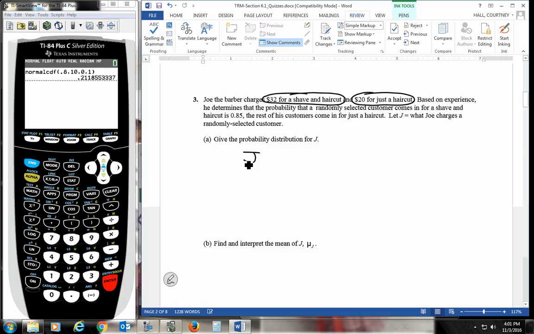So J, let's go back and see what J is. J is what Joe charges. He either is going to charge you $20 or he's going to charge you $32, and that's it. The probability that he's going to charge you $20 would be 0.15, since the probability that he's going to charge you $32 is given as 0.85. So 85% of the time, he's going to charge you $32 because you're getting a shave and a haircut. So that leaves us with 15% of the time he's going to charge you $20 because you're getting only a haircut.